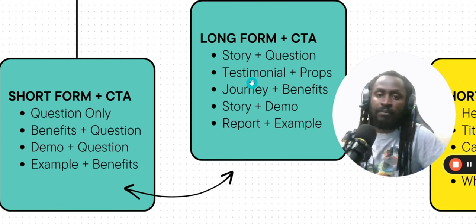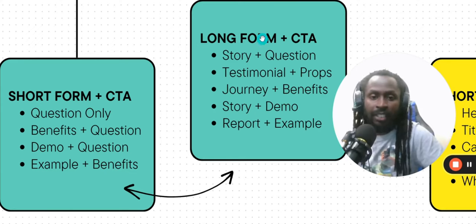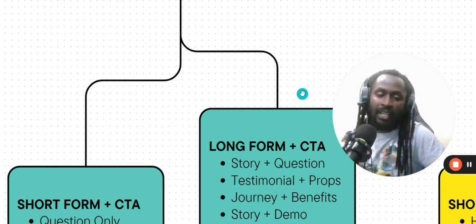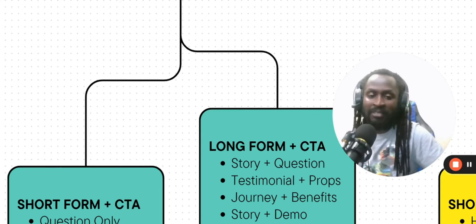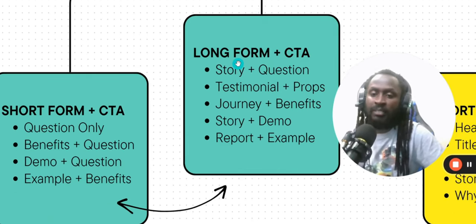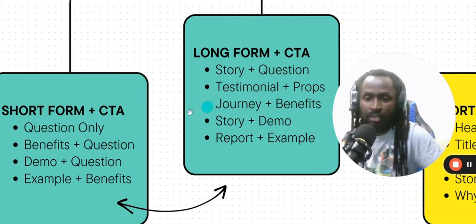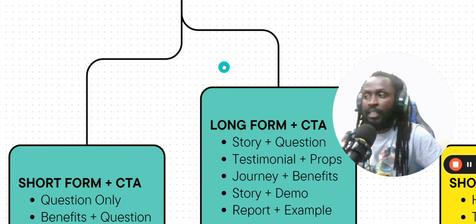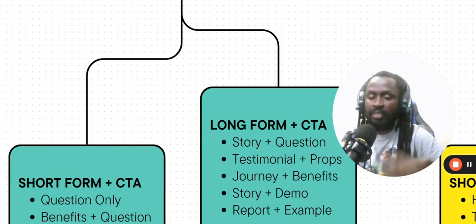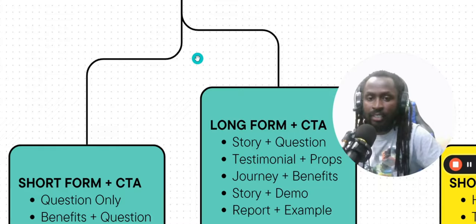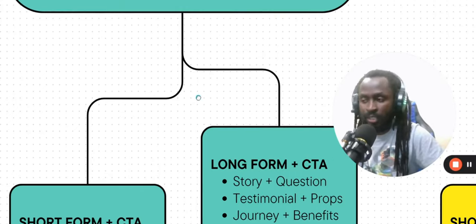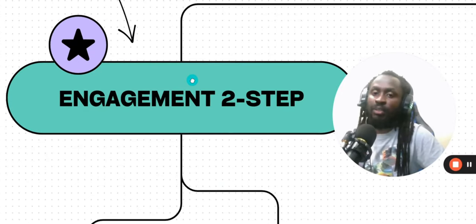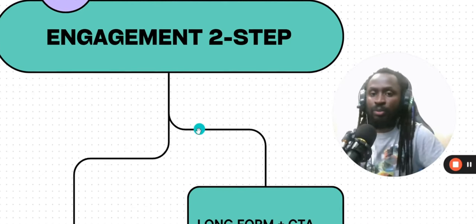So pretty much everything here, when it comes to content, you always have to think short form, long form. And it's not just short form video, I just put broad stuff like content in general. So for short form, for engagement, use a two-step, meaning you have to get somebody to do something for you to do another thing. You're not giving them the stuff right off the bat. You have them do one step so that they can go to the next step. That's why it's called two-step.